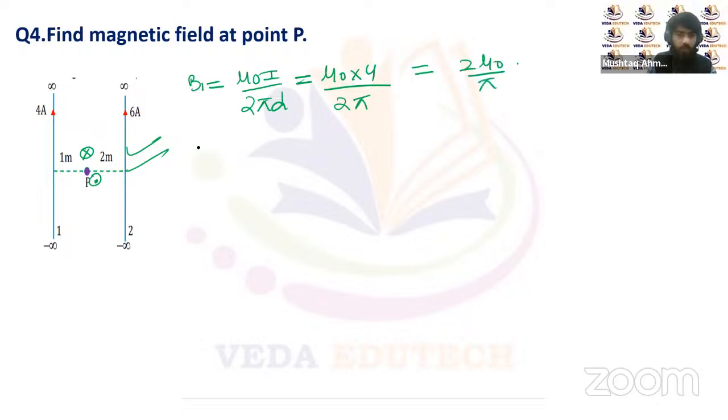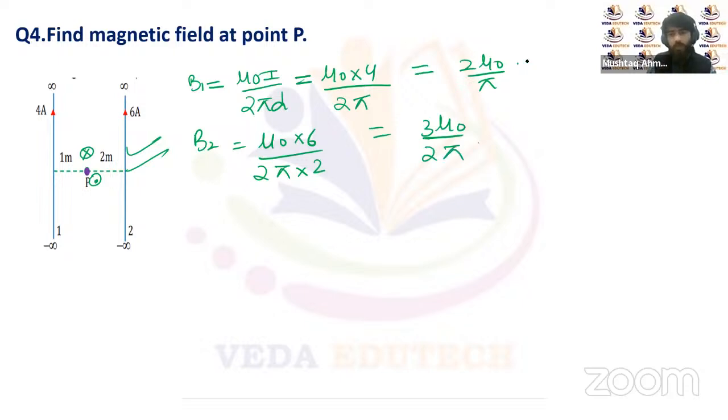Similarly, the B2 magnetic field is mu naught I, the current here is 6 amperes, upon 2 pi. The distance is 2 here. So it will be 3 mu naught upon 2 pi. So the direction of this field is into the plane of this paper and the direction of this field is out of the plane of this paper.